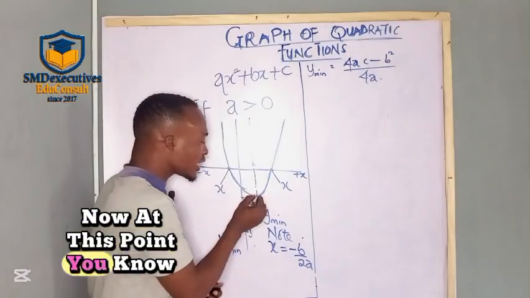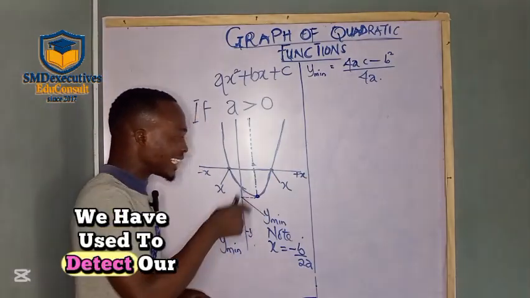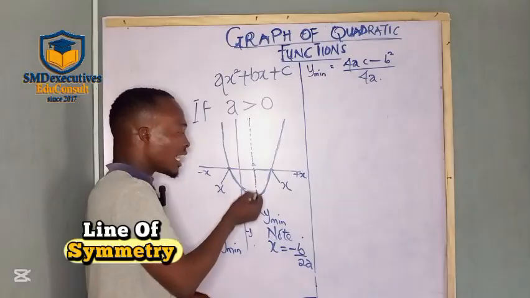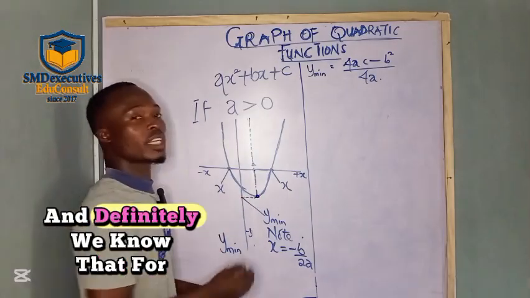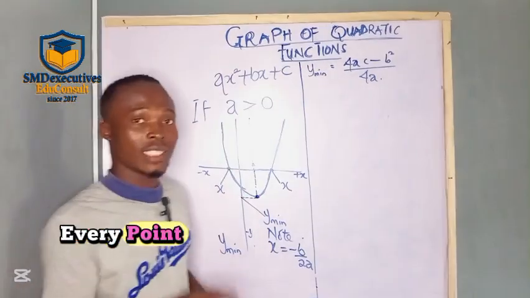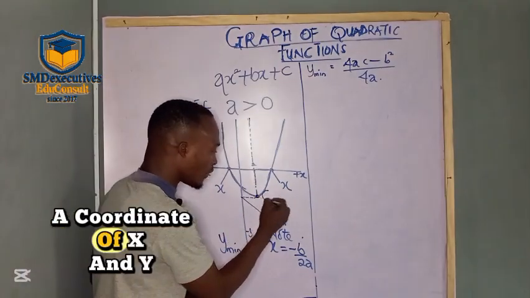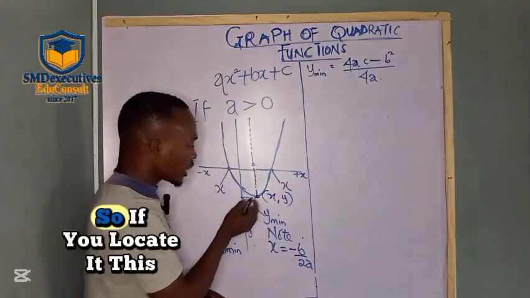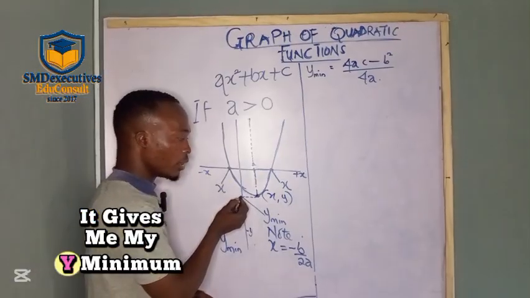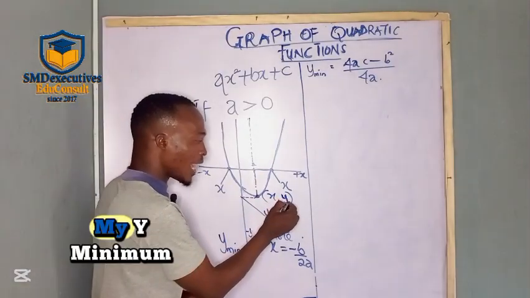Now at this point, it is only this one point we have used to detect our line of symmetry and also our minimum point. And definitely we know that for every point there is a coordinate. Remember that. So at this point there is a coordinate of x and y. If you locate it this way, it gives me my y minimum. So my y here will be my y minimum.